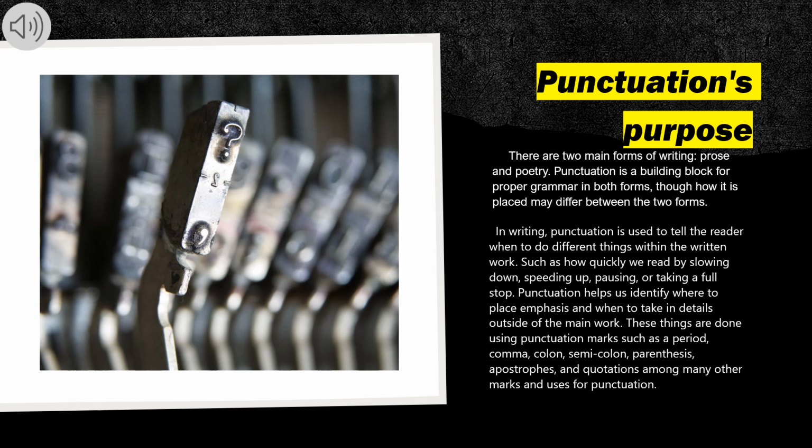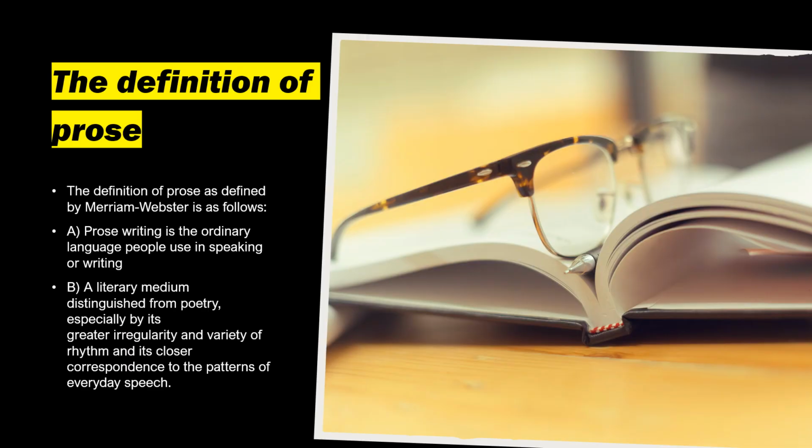Now, we will quickly cover the definitions of the previously mentioned prose and poetry. The definition of prose writing, as defined by the Merriam-Webster Dictionary, is as follows. A. Prose writing is the ordinary language people use in speaking or writing. Or B. A literary medium distinguished from poetry, especially by its greater irregularity and variety of rhythm and its closer correspondence to the patterns of everyday speech.